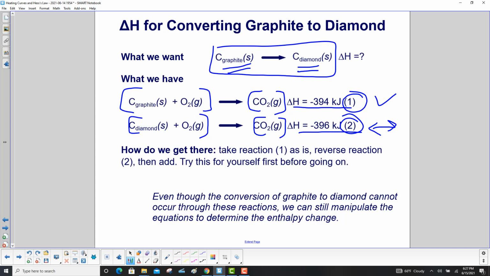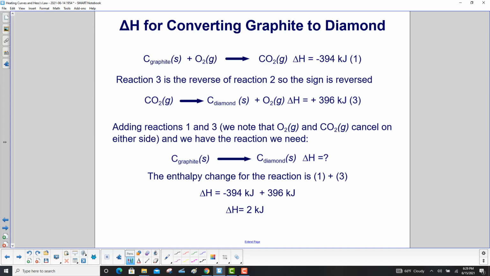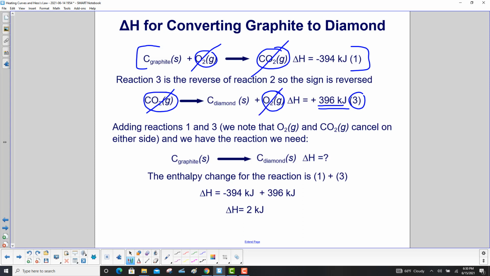So even though the conversion of graphite to diamond cannot occur through those reactions, we can still manipulate the equations to determine the enthalpy change. We bring over equation 1 as is, but we're going to reverse equation 2 to become equation 3. And since we do that, we have to change the sign of the enthalpy. Now let's look at what happens if we add those equations together. You have CO2 on this side on this equation, CO2 on this side, so they'll cancel out. We have O2 on the right, O2 on the left, which also cancels out. And what are we left with? Just the graphite turning into diamond.